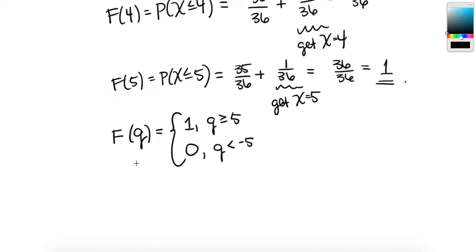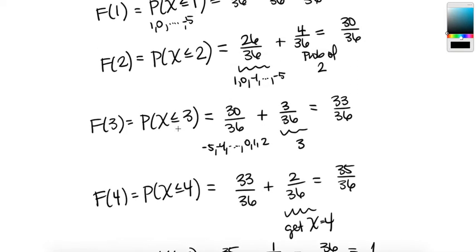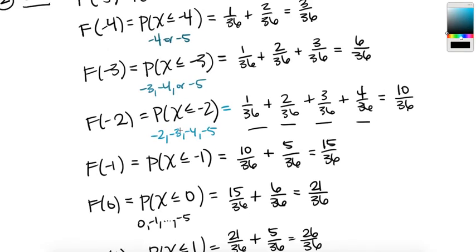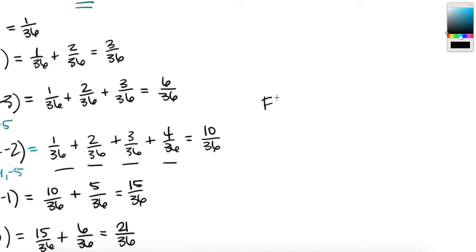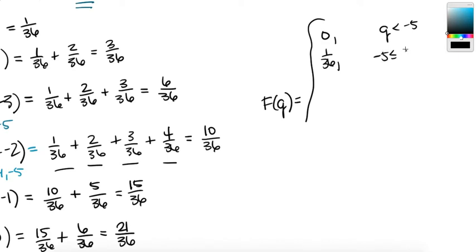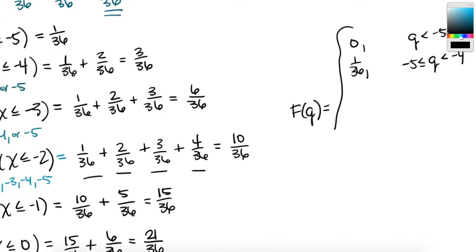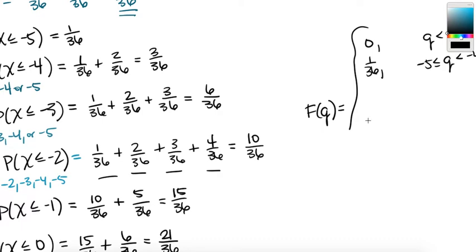Okay, you guys, there's actually one other thing that we want to talk about. So remember we talked about this stair-steppy thing. Really, what's going to happen here is that we're going to get 0 if q is less than -5. And then we get, no, that's not what we get. We get 1 out of 36 if we bump up to -5, but we haven't yet bumped up to -4, because it doesn't change again until after we get to -4.